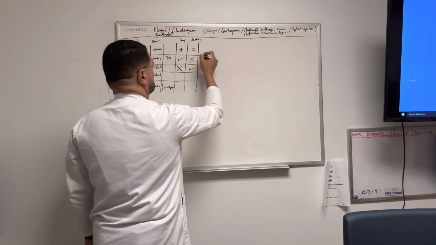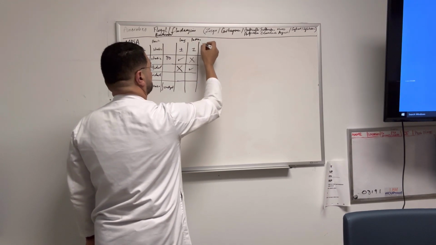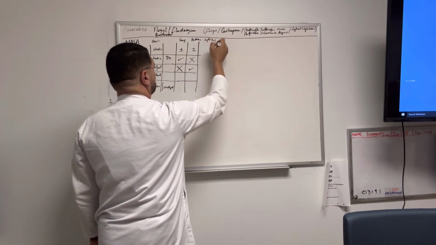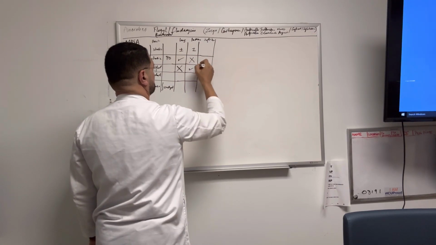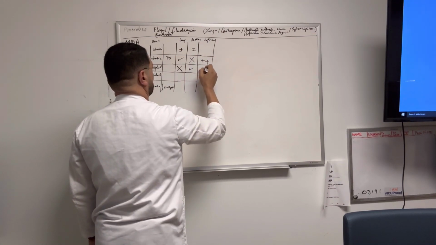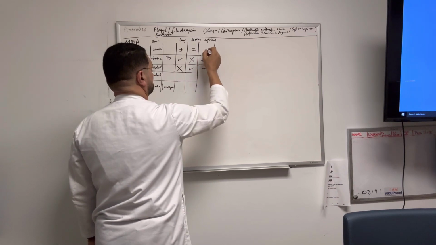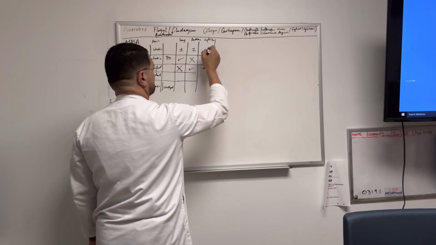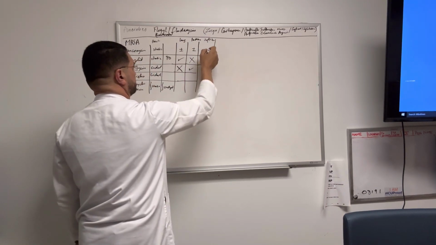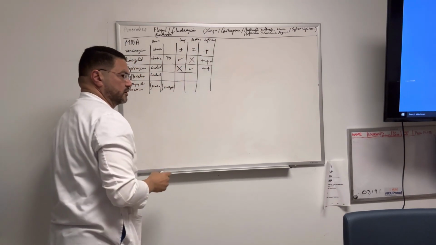So what else? Soft tissue. Which one is good for soft tissue infection? Linezolid is the best. Daptomycin is second, and Vanco is the third. I'm going to say that for soft tissue infection, right?